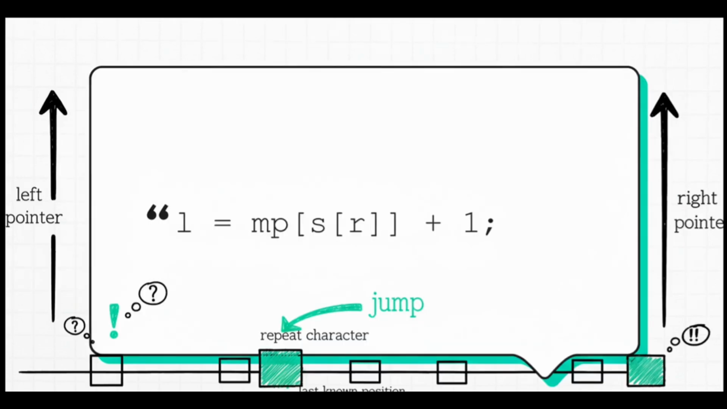The absolute key to this whole thing is this single line of code. When we find a repeat, we just look up the last place we saw that character. Our map tells us instantly, and then we jump our window's start right past it. We don't just inch forward one by one. We make an intelligent leap. This is the secret sauce.